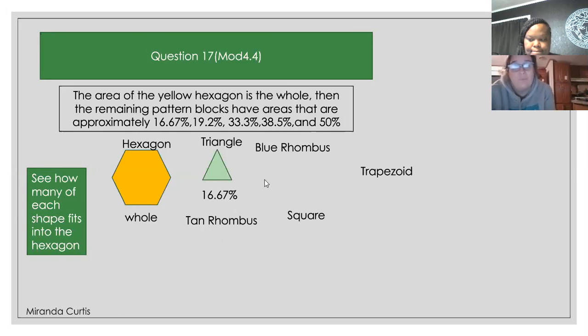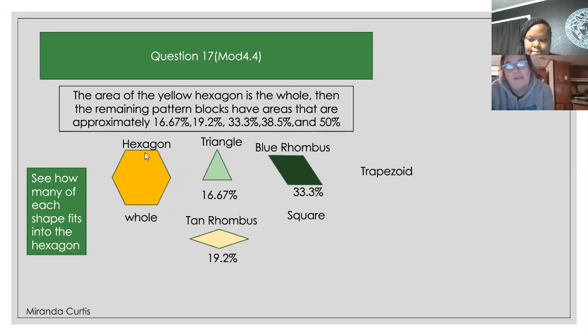Now the next shape we're going to try to fit into our hexagon is a tan rhombus. I thought this was a diamond. Apparently now they upgraded to rhombus. So what we're going to find is only 19.2% will go into our hexagon. Now our next shape is a blue rhombus. Again, I thought it was a diamond, but it's just a sideways one. We're going to see how many fit in here, and our percentage is going to come to 33.3%.